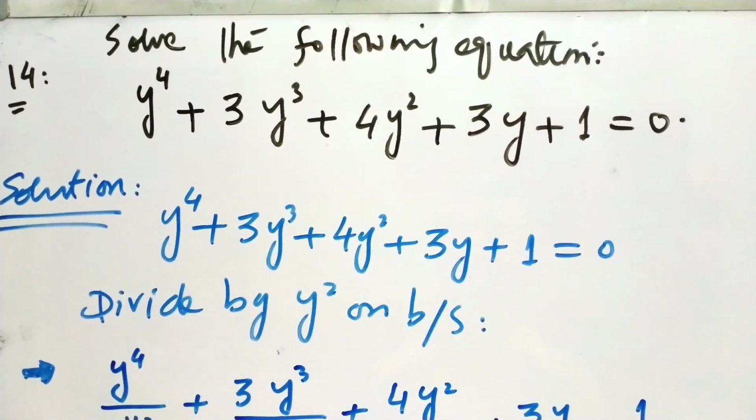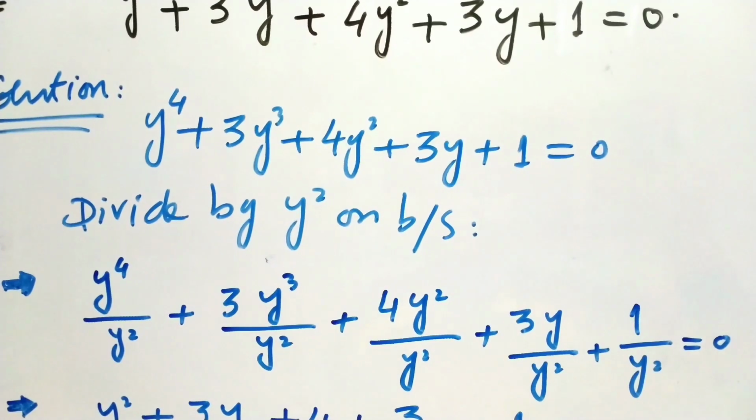So for solving this equation, y power 4 plus 3y cube plus 4y square plus 3y plus 1 equal to 0, we will divide it by y square on both sides. By dividing, y power 4 by y square will reduce to y square, 3y cube divided by y square will reduce to 3y, and 4y square will be reduced to 4, and 3y will be reduced to 3 over y, and 1 over y square is equal to 0.